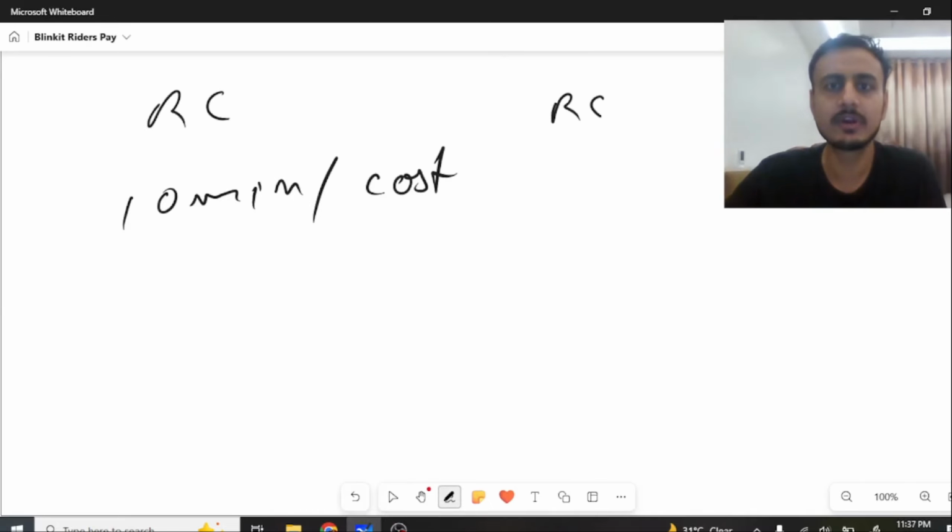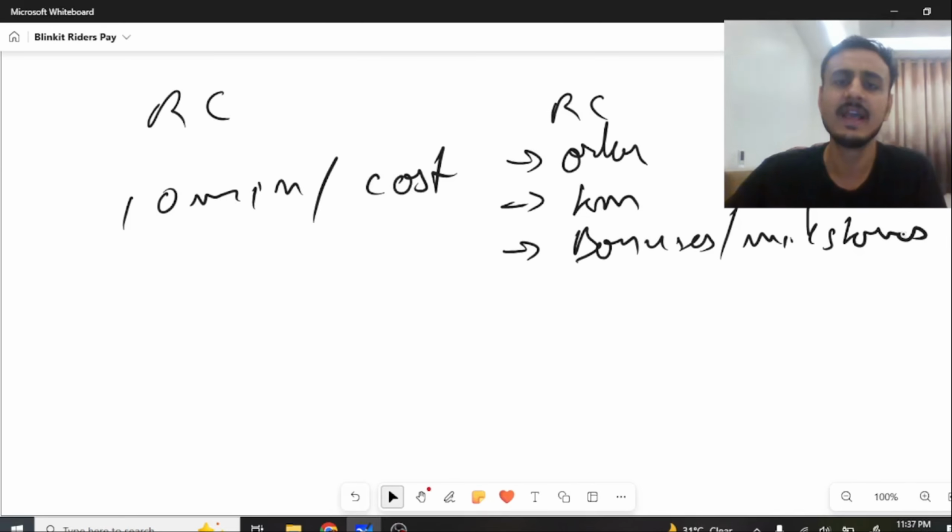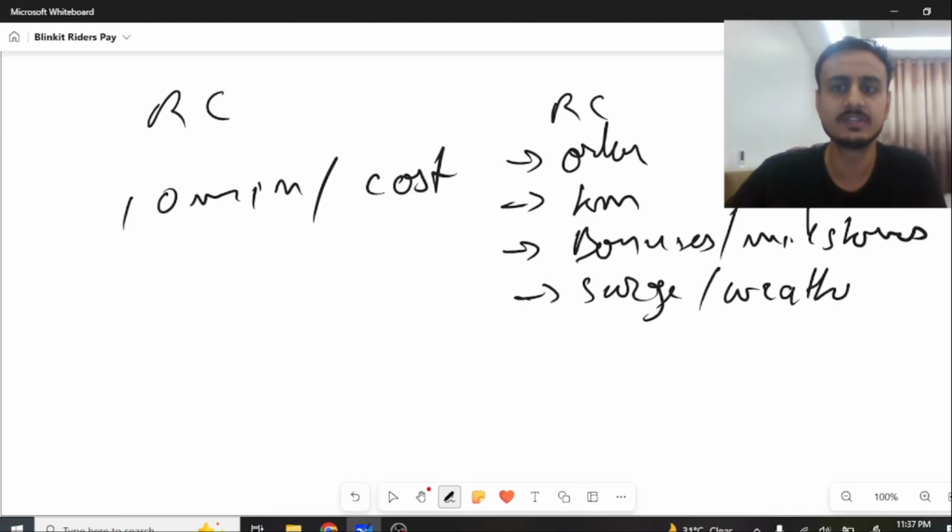So rate card would contain the amount that you are paying to deliver per order. Similarly, it would also contain the amount that you are paying per kilometer to the delivery partner. Similarly, it will also involve any bonuses, or you can call it milestones, that you are going to pay to the delivery partner. And then there will be some other form of surge charges or weather charges. So all of those things would become the important parameters in this rate card.